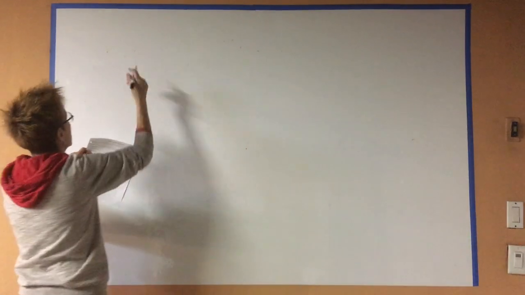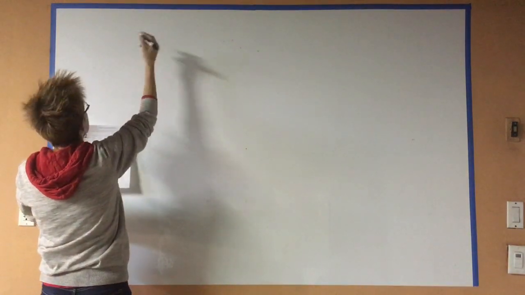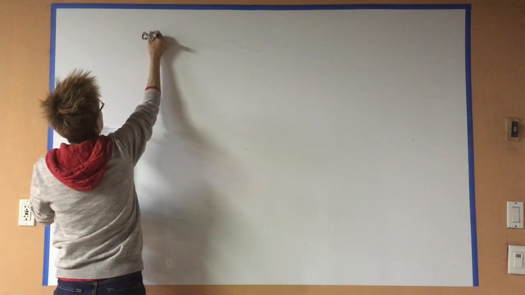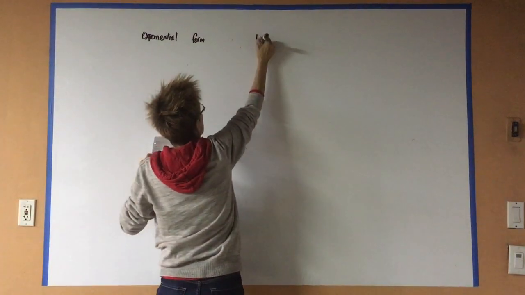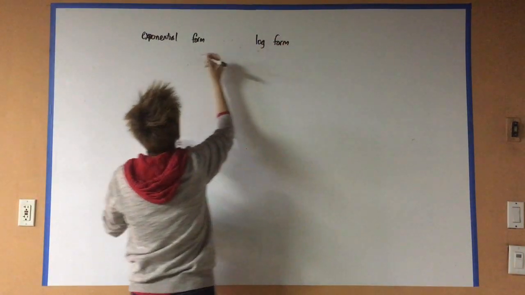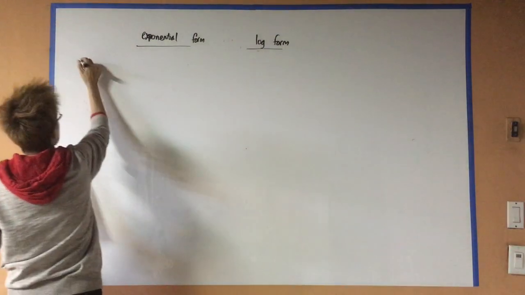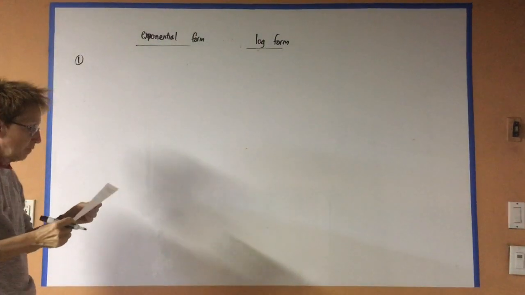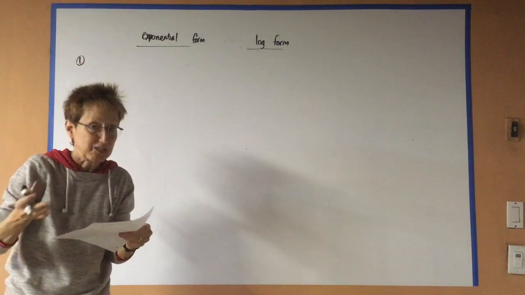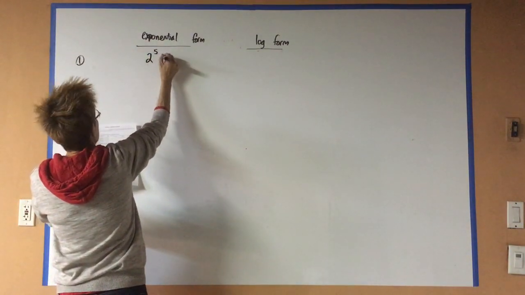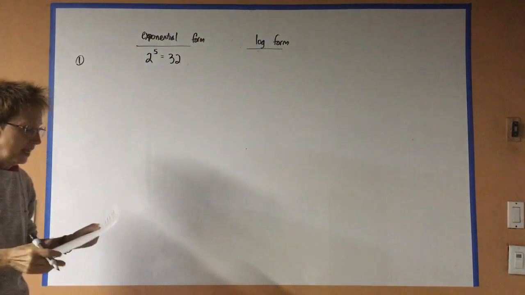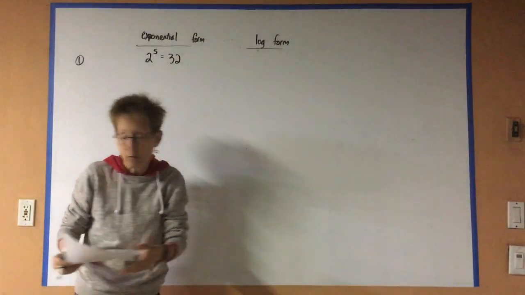Alright, so it says, rewrite 1 to 6 in either log form or exponential form. So I'm actually going to write exponential form and then log form. Number 1, which form have they written this in? This looks like exponential form to me because I don't see the word log anywhere. So number 1 says 2 to the 5th equals 32. That's exponential form. And they want me to write the equivalent log form for it.